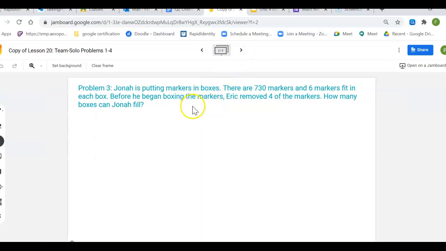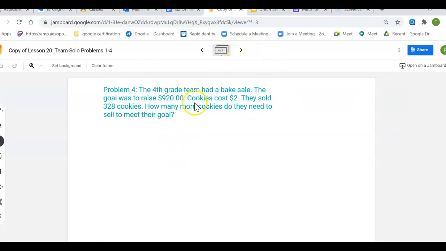The third one: Jonah is putting markers in boxes. There are 730 markers and 6 markers fit in each box. Before he began boxing the markers, Eric removed 4 of the markers. How many boxes can Jonah fill? Make sure to complete your CUBES on that before you solve it. You can solve it in your notebook first and put your work here, or you can do all of your work here.